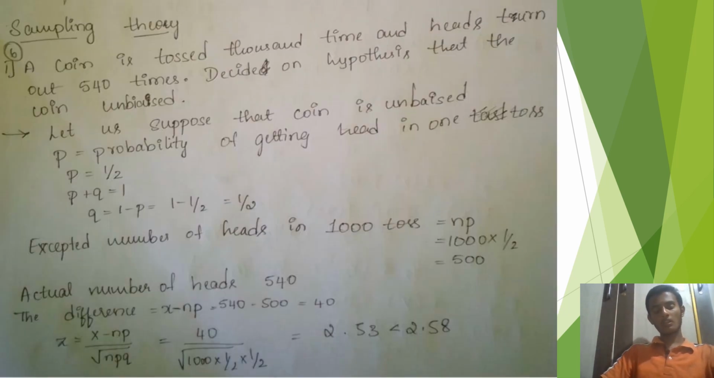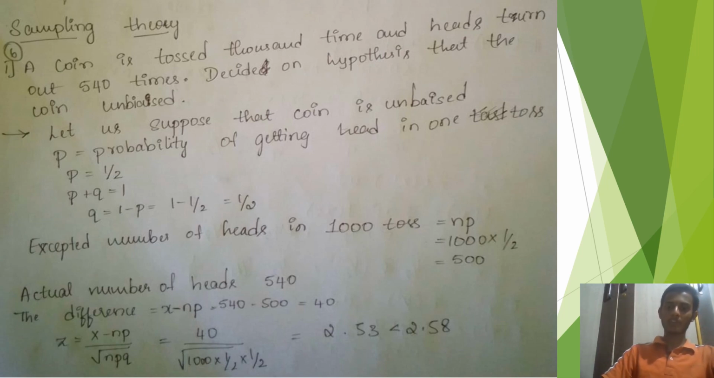Here is an example of probability theorem. Sampling theorem: a coin is tossed 1,000 times and it turned up heads 540 times. Decide on the hypothesis that the coin is unbiased. Let's solve this. Let us suppose that the coin is unbiased. P is the probability of getting a head in a toss. P is equal to 1 by 2, since when a coin is tossed, we get either head or tail.